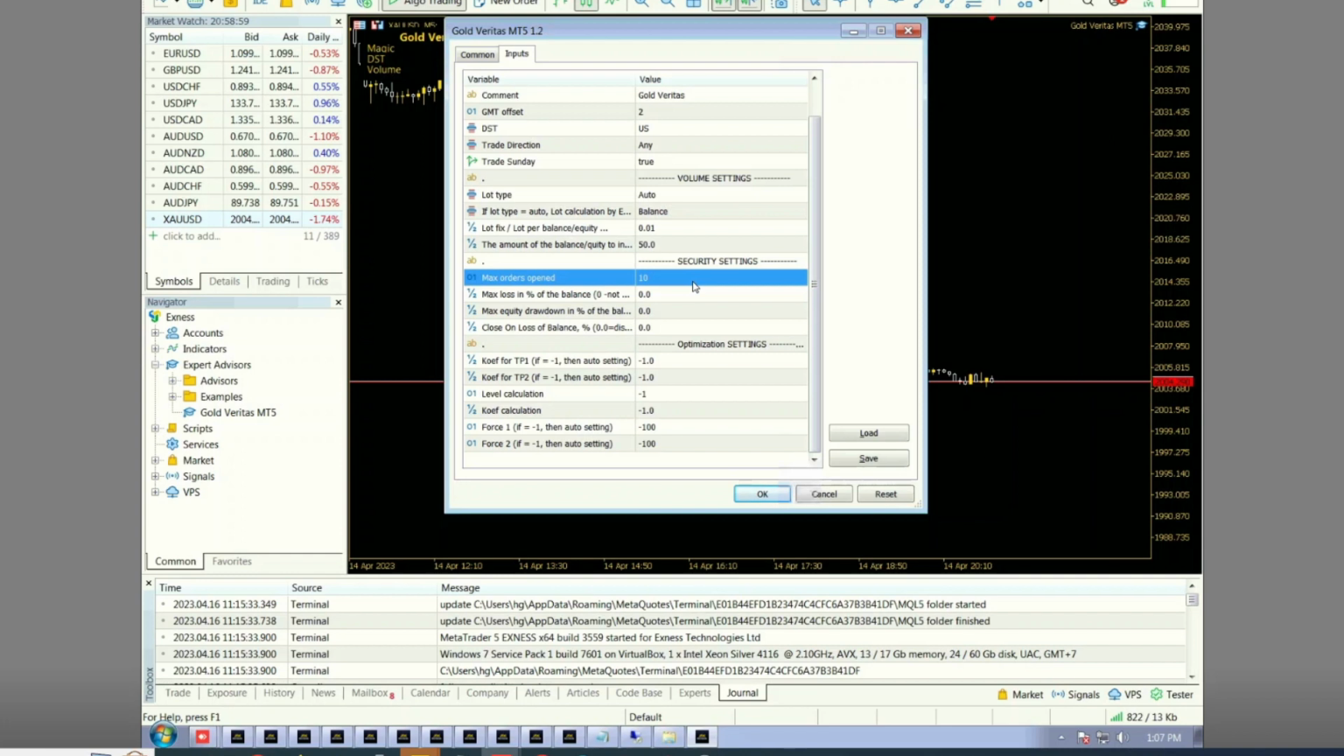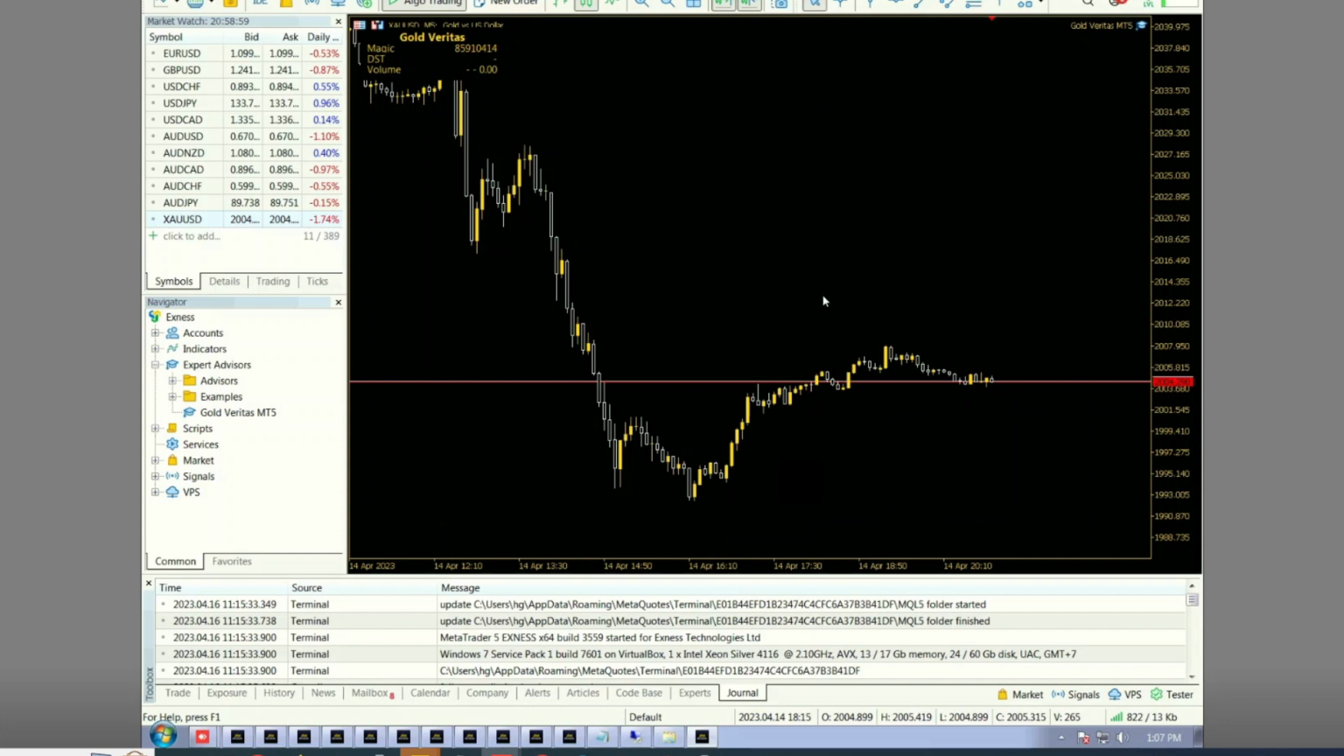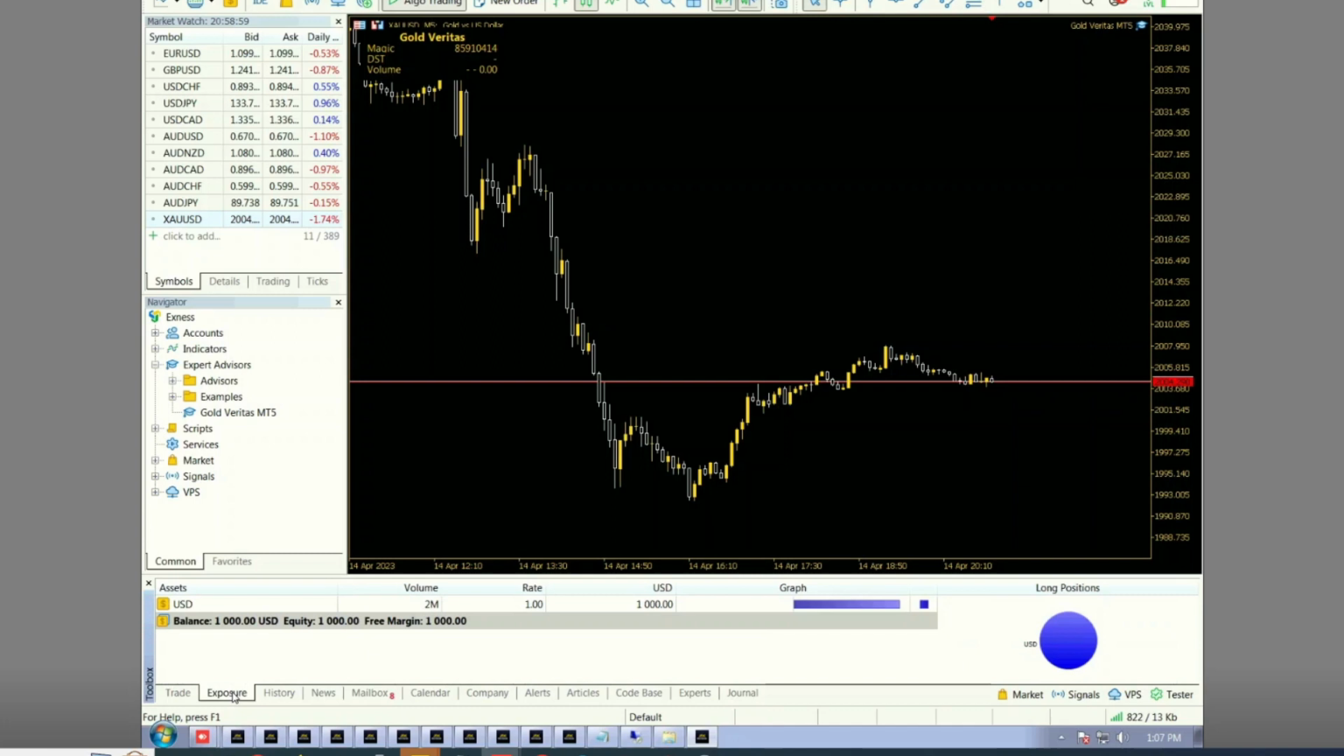Security settings. The maximum open order that is set by default is 10 transactions if the order has not been fulfilled. Of course, you can still change these settings according to your wishes. Observation. This time I use a capital of $1,000.